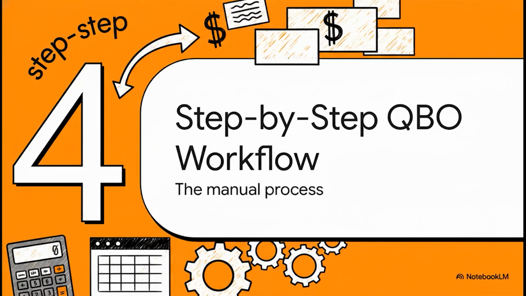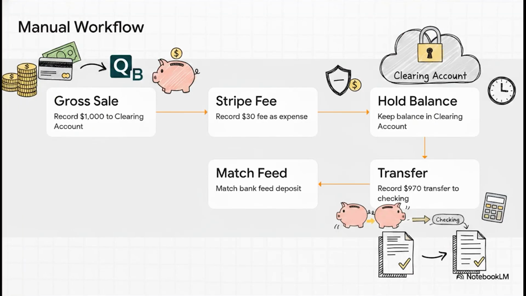All right, Section 4, the step-by-step QuickBooks workflow. Let's get into the manual process. If you're running a low-volume business, here is your exact manual flow. Step 1, record the full $1,000 payment to the clearing account. Step 2, record the $30 fee as an expense. Step 3, just let that balance sit there in the clearing account. Step 4, when Stripe finally pays out, record the $970 transfer to your checking account. And finally, Step 5, match that transfer to your bank fee deposit. Boom, done.